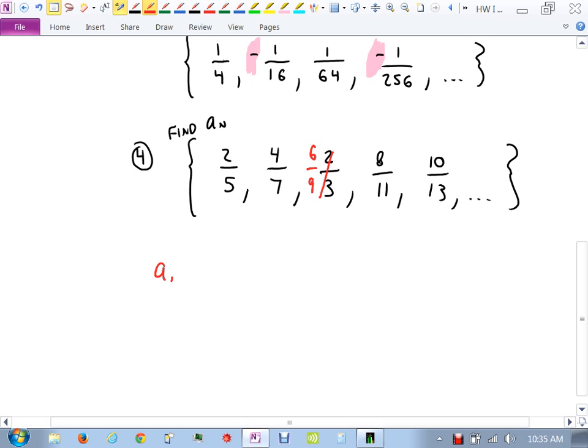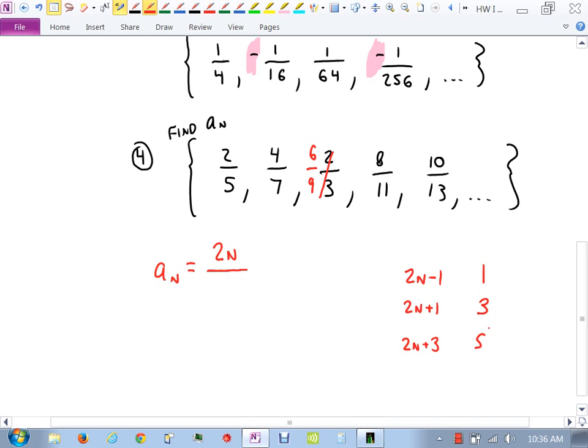So my numerators are just evens starting where? At 2, right? Evens starting at 2. How do I make the evens starting at 2? 2n. How do I make odds starting at 5? Okay, 2n minus 1 gives me odds starting at 1. 2n plus 1, which we just did a second ago, starts the odds at 3. So 2n plus 3 should be odds starting at 5.